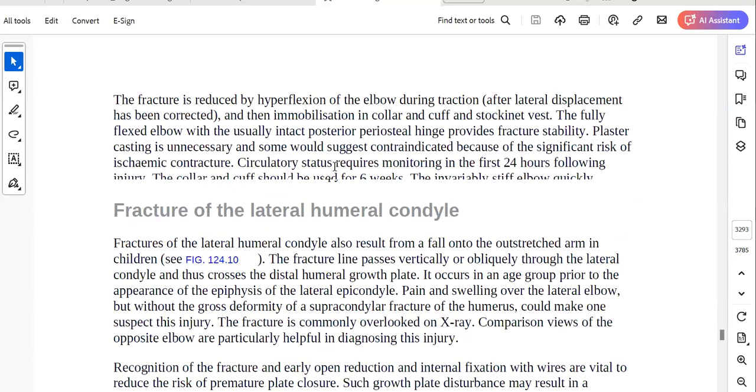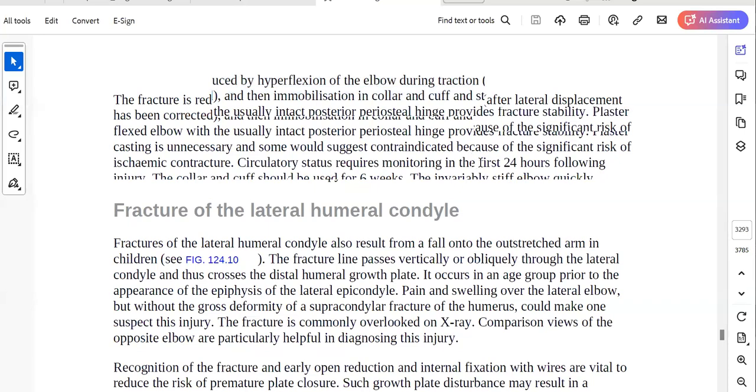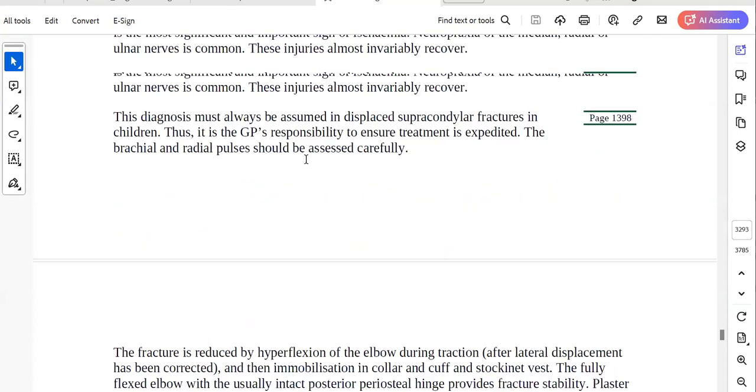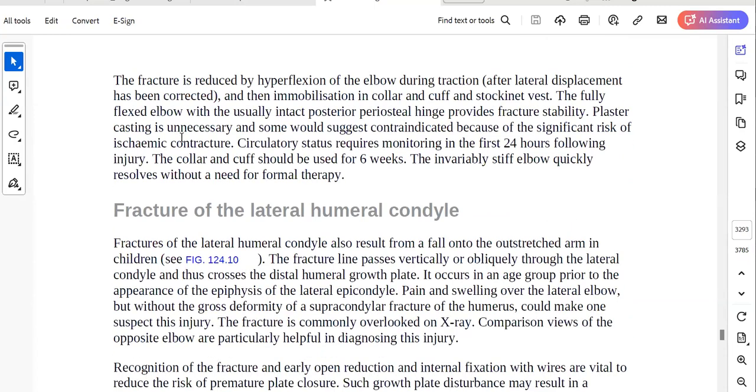A supracondylar fracture needs to be reduced by hyperflexion of the elbow during traction. So this fracture needs to be reduced. Once reduction is done, it will be immobilized in a collar and cuff. Because there is already a risk of ischemia, you don't put this patient in any kind of plaster casting. Even though it is a bad fracture, you don't put a cast, because a plaster cast sometimes can increase the risk of ischemia.